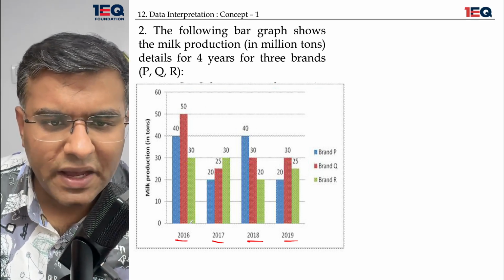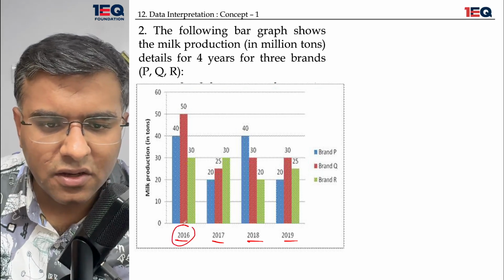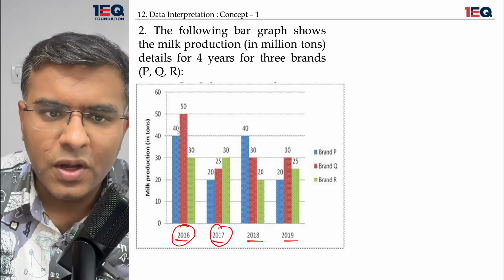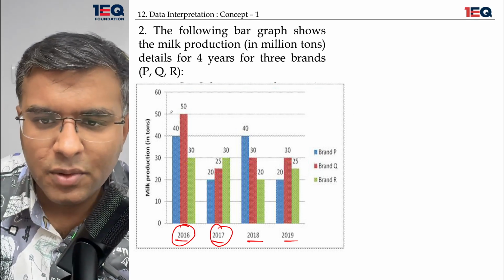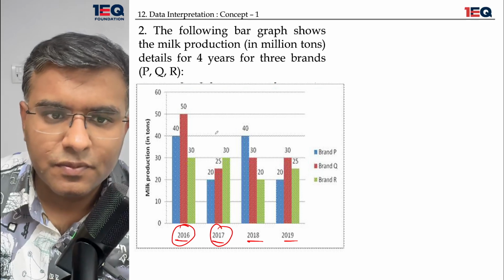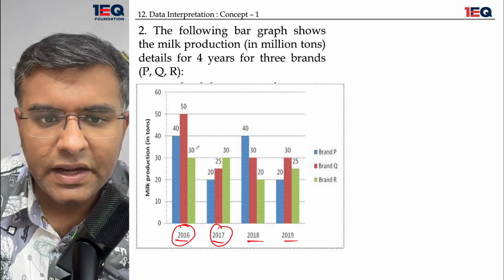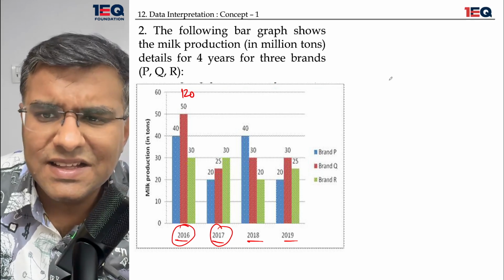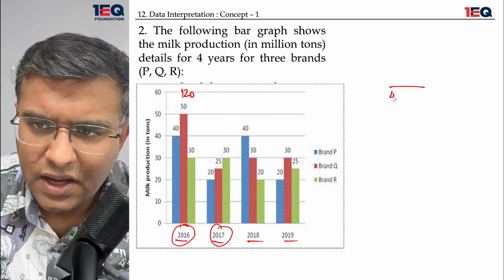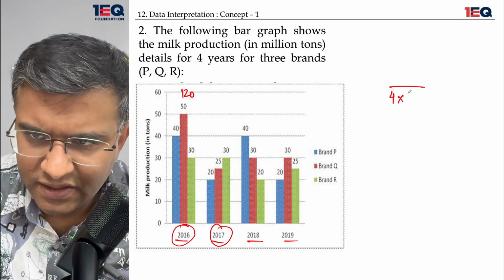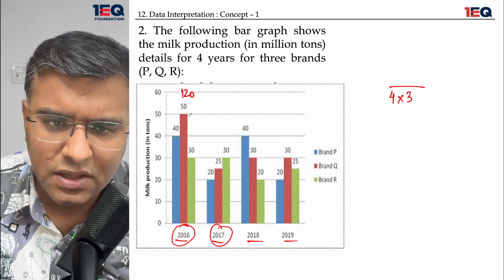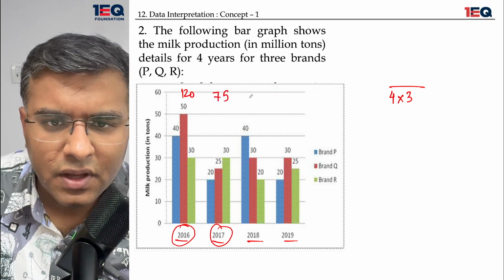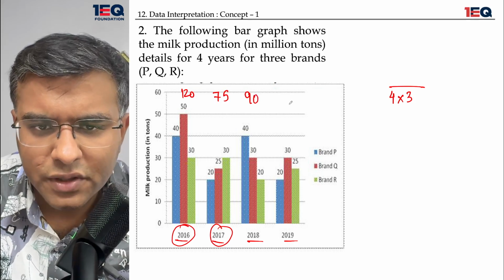I'll find it out for each and every year first, and then add all of them, then divide it by 4 one more time. I'll have to divide it by 3 for 1 year because there are three brands available. So 50 plus 40 is 90, 90 plus 30 is 120. The total is 120. I have to divide it by 4 because of 4 years and 3 because of three companies. I have 120 over here. I have 75 over here. I have 90 over here.